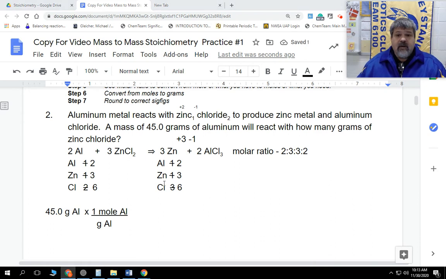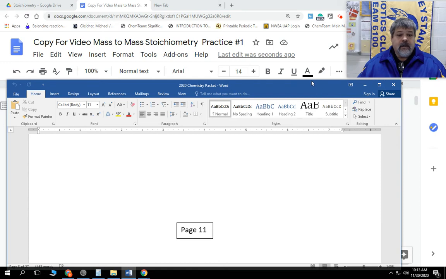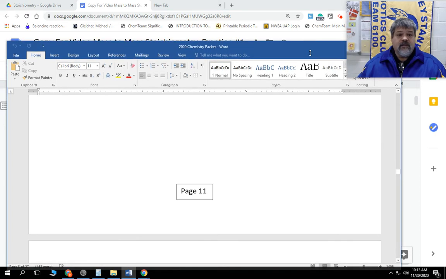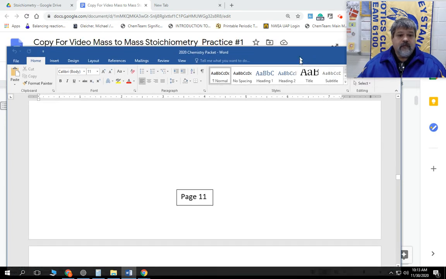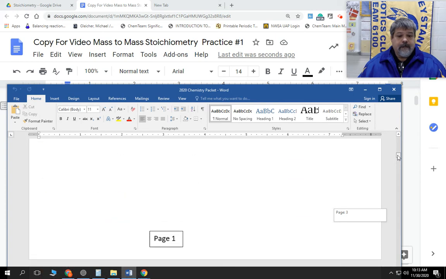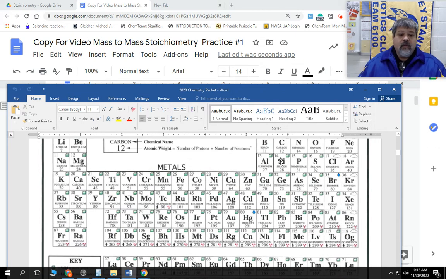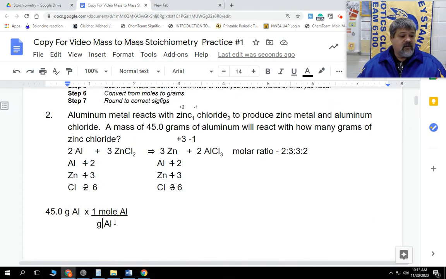So let's go back to our periodic table and scroll up to the top. Okay, let's see if we can figure out what this is. And let's go all the way back up and scroll down and find aluminum. Here's aluminum right here. So aluminum weighs 27 grams for 1 mole. Okay, remember the atomic weight is that.